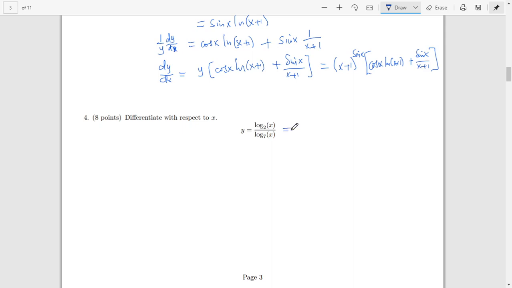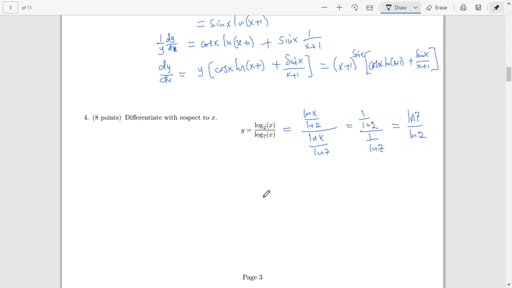So if I change the base of log x base 2 to ln, I'm going to get ln of x divided by ln of 2. If I change log x base 7 to natural log, I'm going to get ln of x all over ln of 7. If I divide top and bottom by natural log of x, I'll get 1 over ln of 2 divided by 1 over ln of 7. And that is the same thing as the natural log of 7 all over the natural log of 2.